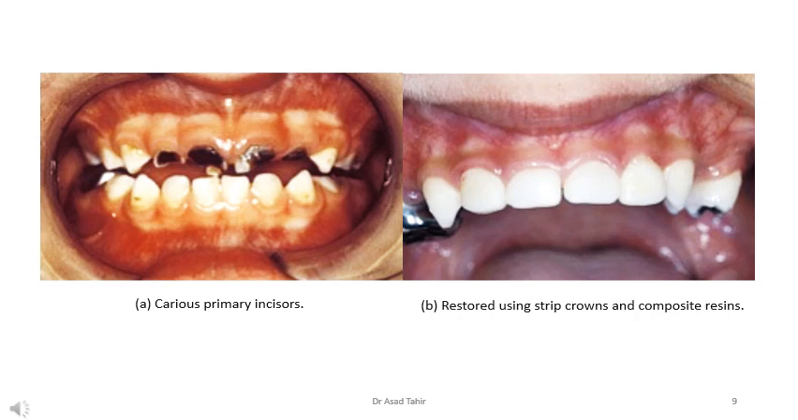The decayed primary incisors were restored using a combination of strip crowns and composite resin to achieve both functional and aesthetic restoration. The strip crowns were utilized to rebuild the damaged tooth structure, providing a durable and protective covering. Composite resins were then applied to the crowns to enhance aesthetics, mimicking the natural appearance of the teeth and ensuring a pleasing smile. This comprehensive restoration approach not only addresses the decay but also restores the natural appearance and function of the affected primary incisors, resulting in a satisfactory outcome for both the patient and the dental practitioner.